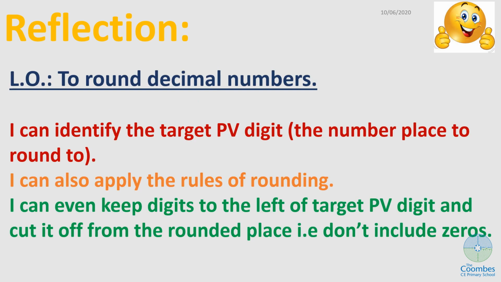Just as a reflection, were you able to identify the target place value digit? Were you also able to apply the rules of rounding? Were you even able to keep digits to the left of the target place value digit and cut it off from the rounded place? That's not including zeros. If you were able to do all that, well done. You can round decimal numbers.